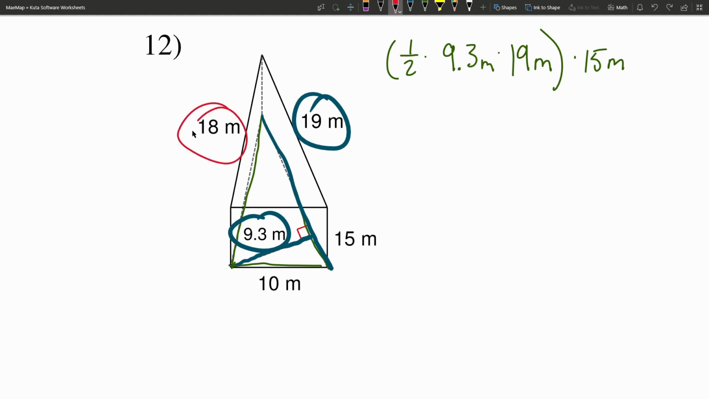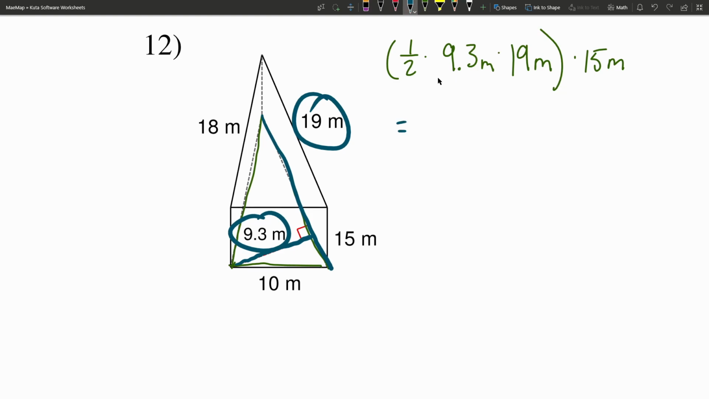So in number 12, you can see that 18 and 10 didn't even get used. They're just the other sides of my triangle that weren't my base or my height when talking about the area of my triangular base. So they were unnecessary. But let's continue on with this calculation.